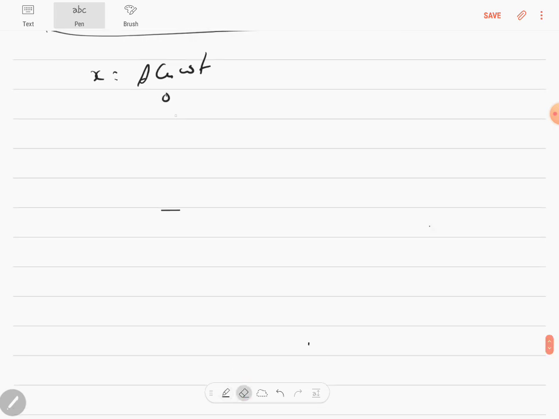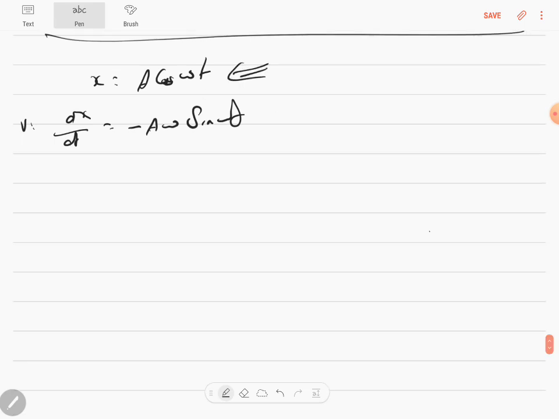x is equal to a cos omega t. If I differentiate this, I'll get velocity, which will be minus a omega sin omega t, which you already know, correct? But I want to get answers in terms of cos only. I don't want to write answers in terms of sin. So how do I write this as cos?